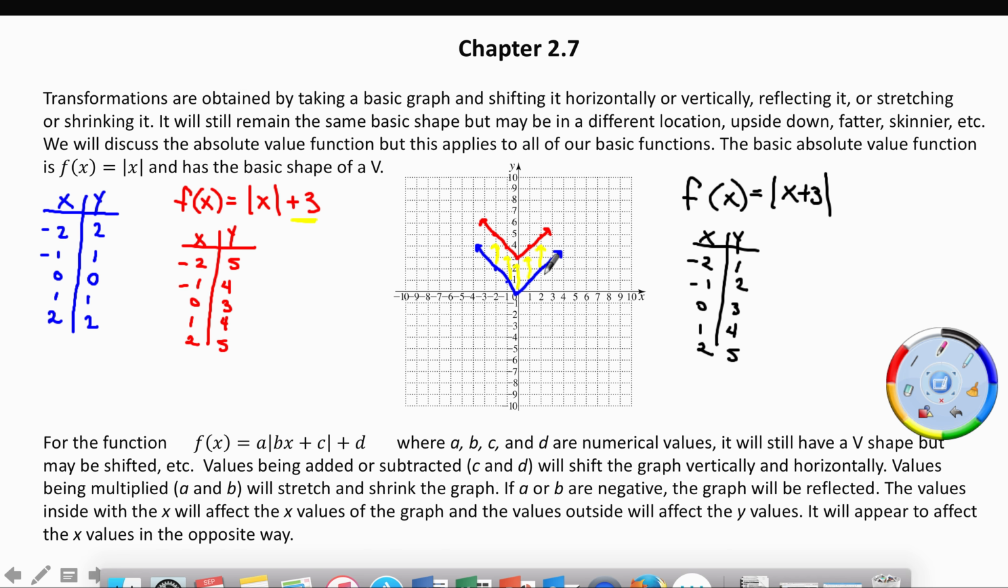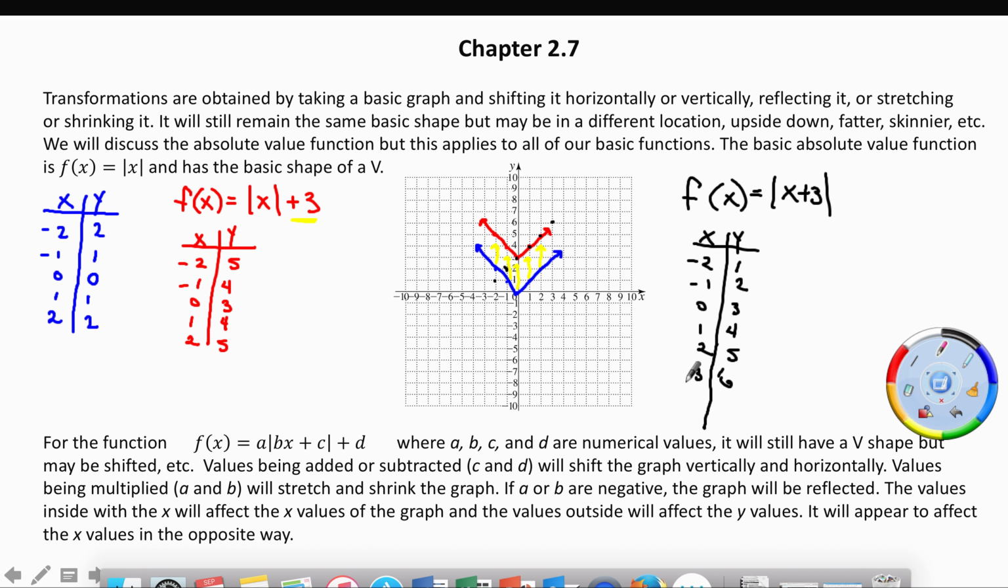So I have -2, 1. -1, 2. 0, 3. 1, 4. 2, 5. And look, it looks like a straight line. I don't see my V shape at all. But because I know it has to have a V shape, I've got to come over here and plot some more points until I find that V shape. If I plug in a 3, 3 plus 3 is 6. Well, that's not helping me.